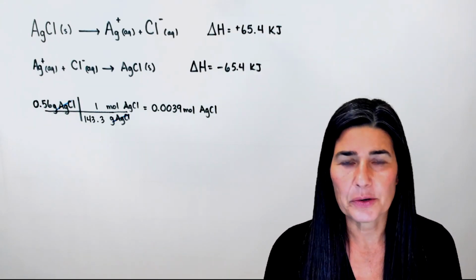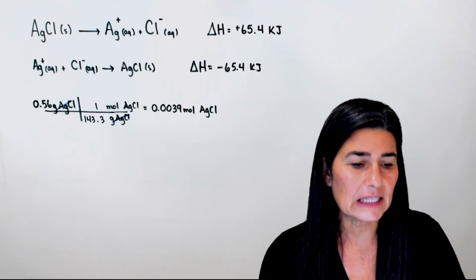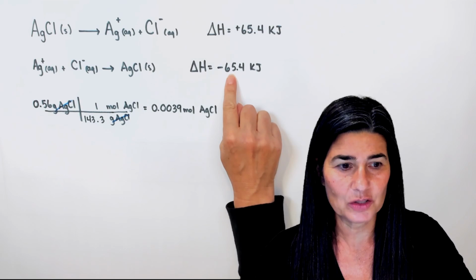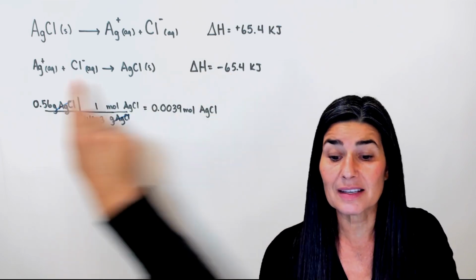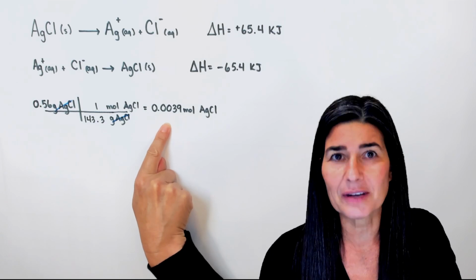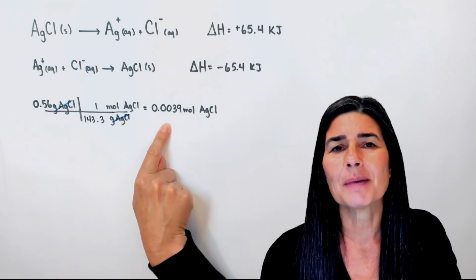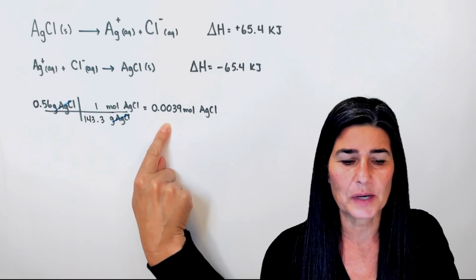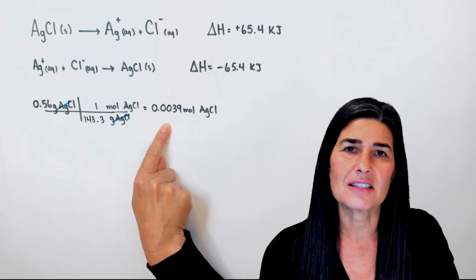So the first thing that I notice is I'm not going to get nearly 65.4 kilojoules. 65.4 kilojoules is if we produce 1 mole of this. I have a very, very small number of moles, so I'm going to get a lot less energy out of this reaction. Let's go ahead and solve for this.